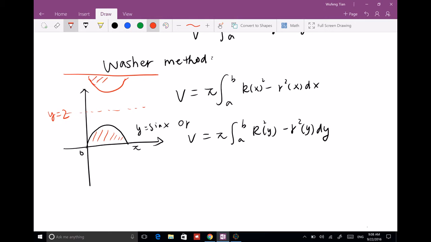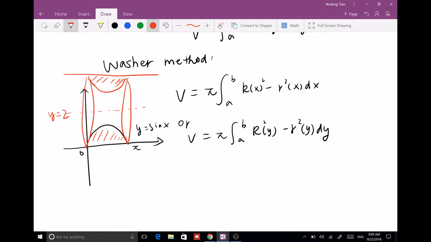Okay. And then what you can do, you want to find this one. The middle is empty, like a donut. Like a donut, the middle is empty, but the outside is like a cylinder shape. The empty middle is like a donut, so you have to subtract it.